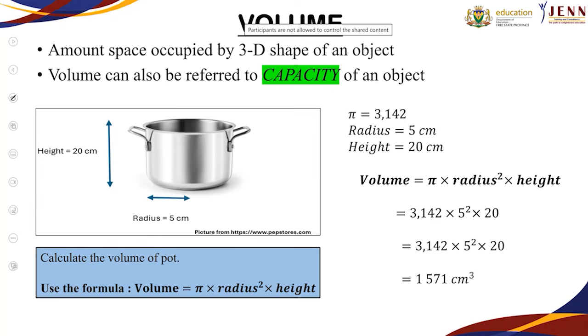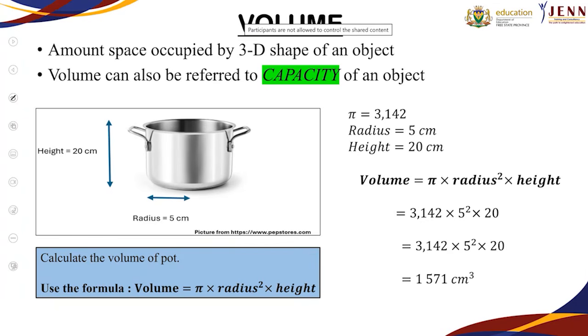Now, when we look at a volume, we can make an example of a box, okay? So what is the definition of a volume? The amount of space occupied by a 3D shape of an object. So a 3D shape, it means now we have three dimensions. With area, we have two. Now here, we have another element or another dimension, okay?